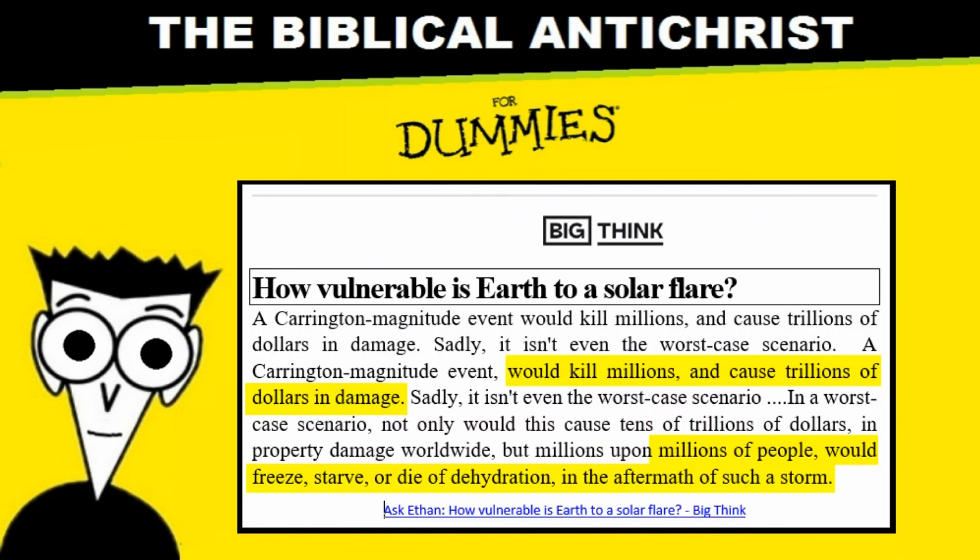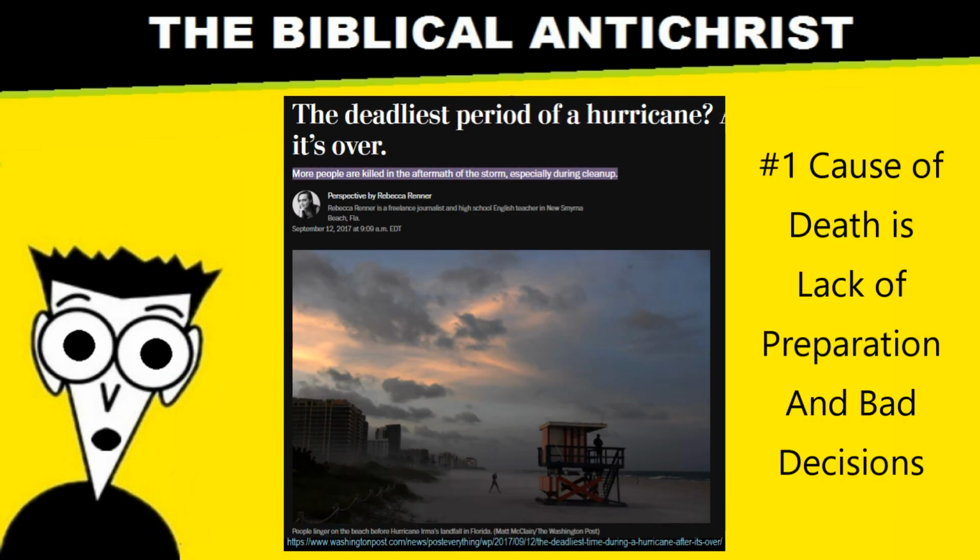End quote. On the website Think Big, in the article entitled How Vulnerable Is Earth to a Solar Flare?, the author stated, quote, a Carrington magnitude event would kill millions and cause trillions of dollars in damage. Sadly, it isn't even the worst-case scenario. In the worst-case scenario, not only would this cause tens of trillions of dollars in property damage worldwide, but millions upon millions of people would freeze, starve, or die of dehydration in the aftermath of such a storm. End quote.